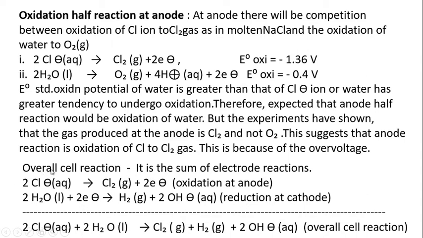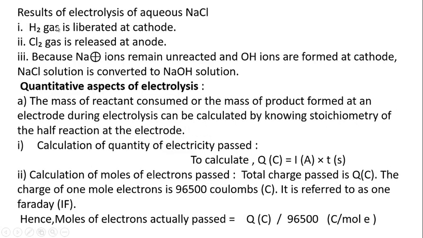And so the overall cell reaction in the electrolysis of aqueous NaCl is: chloride ions in the aqueous solution form chlorine gas, and hydrogen gas is formed. So this is the overall cell reaction, and it takes place in the electrolysis of aqueous NaCl. So what are the results of the electrolysis of this aqueous NaCl?